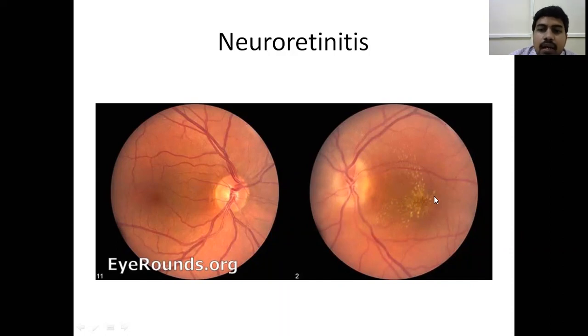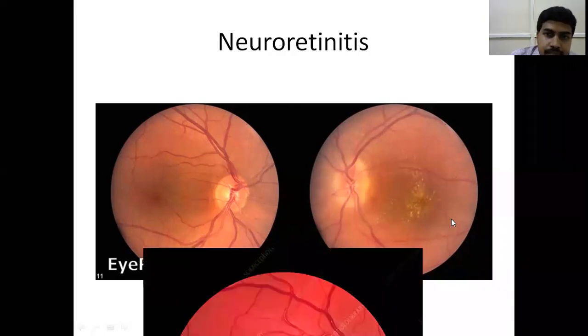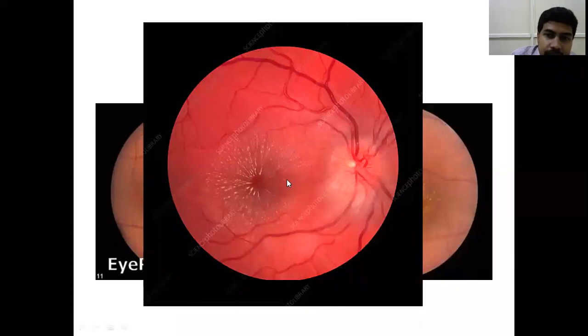So these hard exudates collect around the retina in the form of a star. You see, they are arranged in a starfish shape, like a star, and that is known as a macular star. So a macular star with the optic disc findings of optic neuritis is termed neuroretinitis. Okay. So here you can see the star-shaped pattern very clearly.